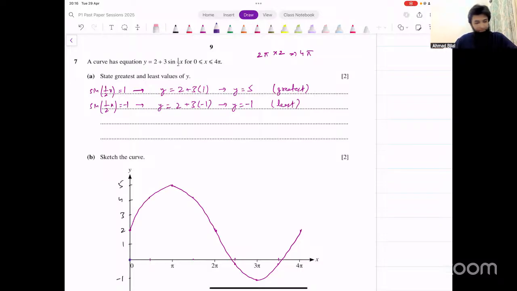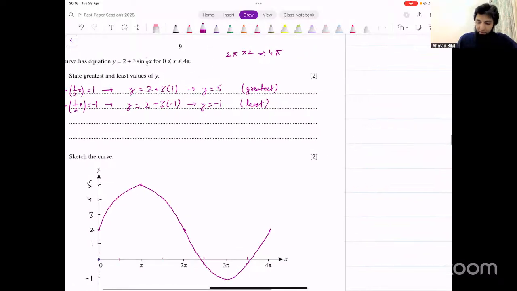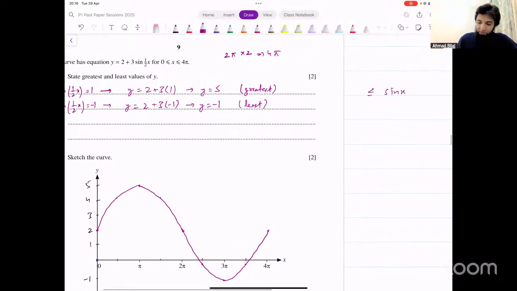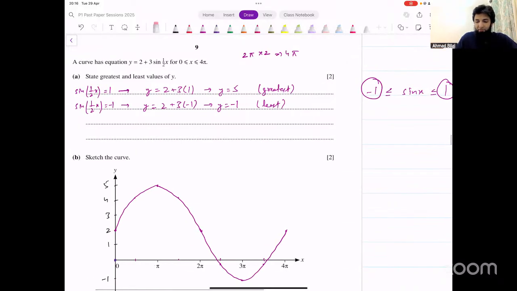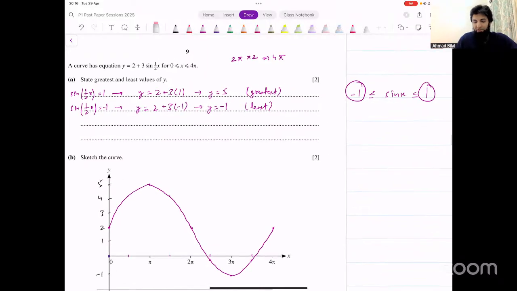Why did you choose the number 1 and -1 specifically, like in part A? Because the sine graph, the sine function, its values are between -1 and +1. So the extreme values of sine function are -1 and 1. So we check what happens at those extreme values. So we input -1 once, and then we input 1 once. Okay. Right?